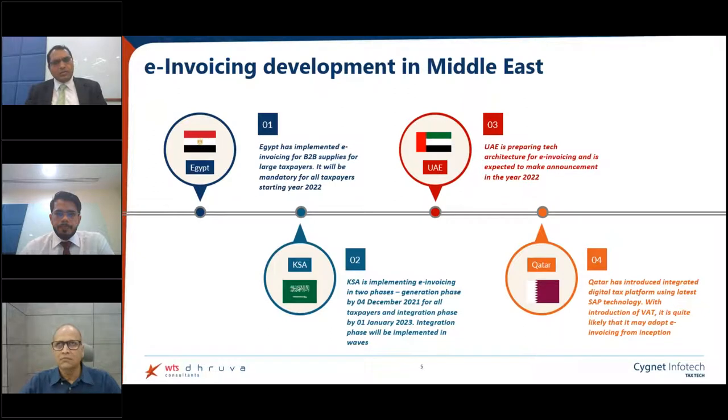Qatar, again, it does not have VAT. I'm sure it should get introduced in a year or two, but it has other taxes. So what we've understood is Qatar has already introduced a digital tax platform with SAP as the base technology, and therefore I do not see any reason why Qatar will not implement e-invoicing from day one.